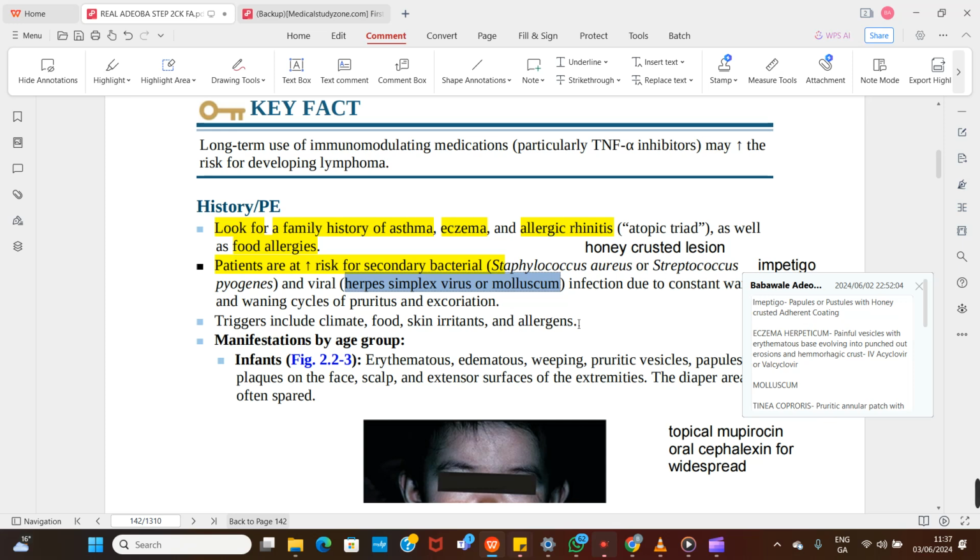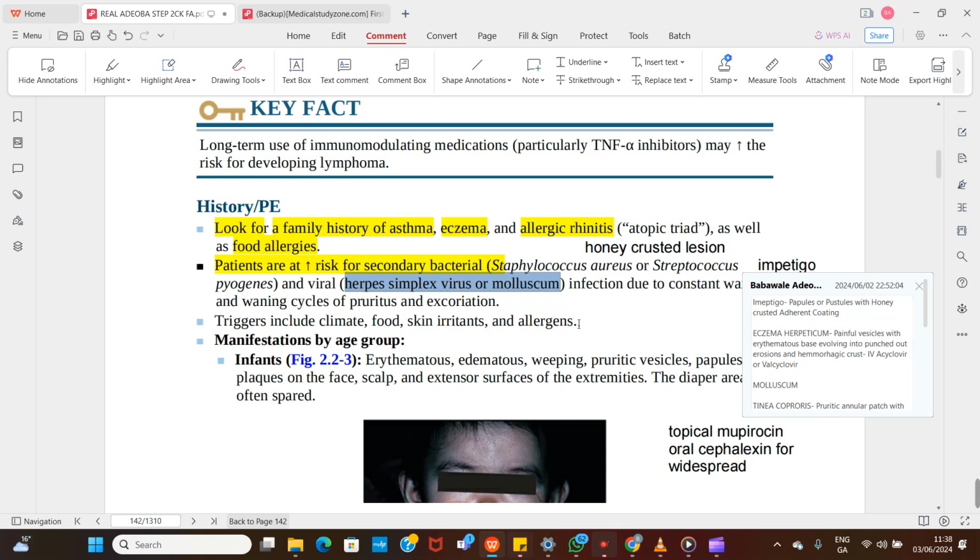The next thing they will tell us is that the person started developing some rash later on, which is identified as papules or pustules with a honey-crusted, golden-colored adherent coating. You see, that is what we need to look out for: that honey crusting over that lesion. We know this is likely to be impetigo. Once you see golden honey crusting from papules or pustules, impetigo.